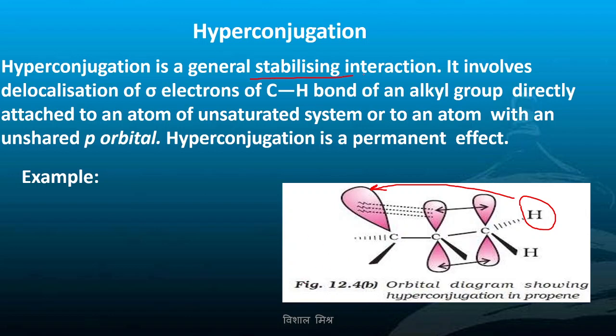Hyperconjugation is a general stabilizing interaction. It involves delocalization of sigma electrons of a CH bond of an alkyl group directly attached to an atom of an unsaturated system or to an atom with an unshared p orbital. Hyperconjugation is a permanent effect. Means in such case, if any adjacent carbon is not fully occupied, the carbon loses its hydrogen and gives it to the adjacent carbon.